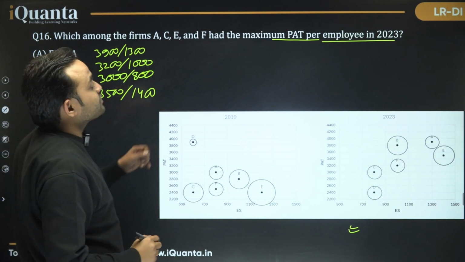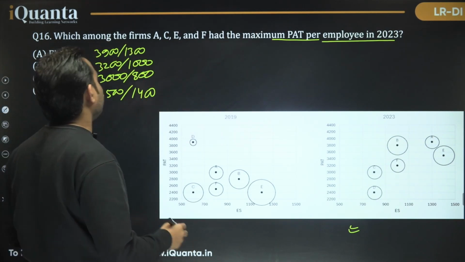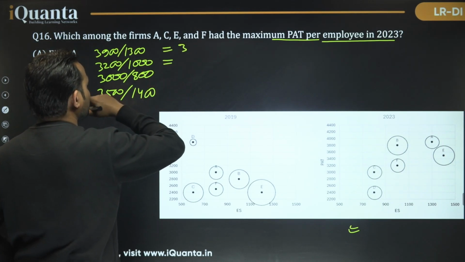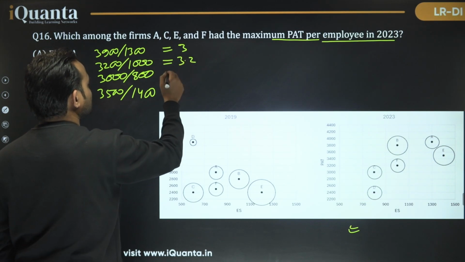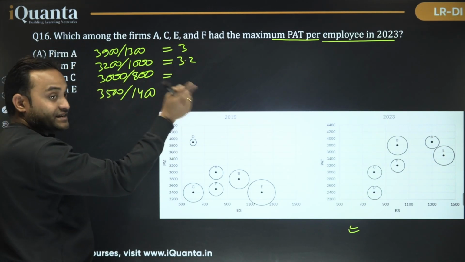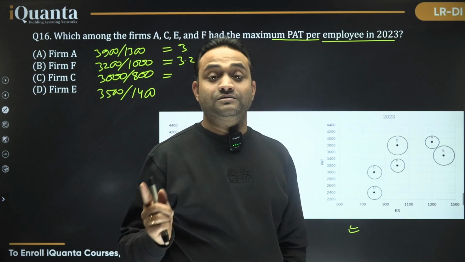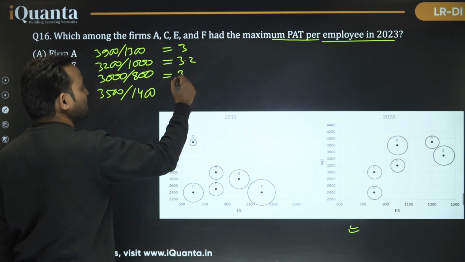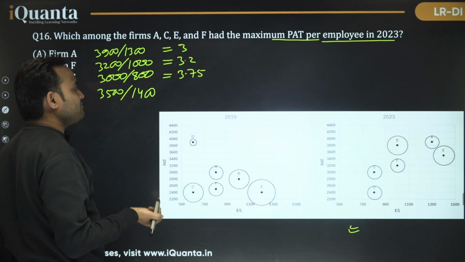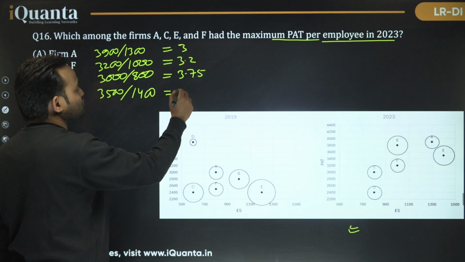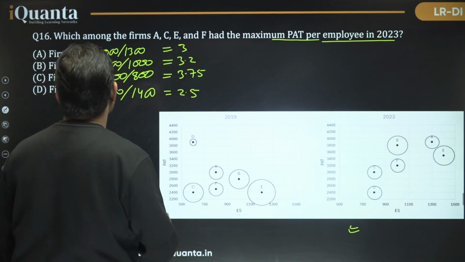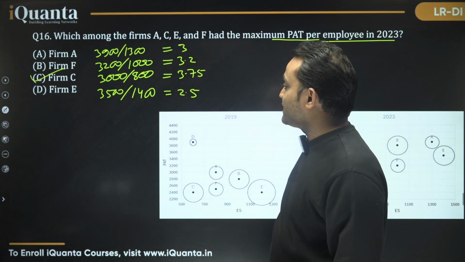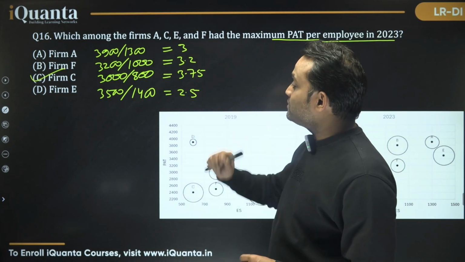What we need to find is the maximum PAT per employee in 2023. So this value is exactly 3. This value is 3.2. This value is 3 by 8, if you remember, it's 37.5%, right? So this will help you find this quickly, which is 3.75. This is exactly 2.5. So the maximum is for firm C. The maximum PAT per employee in 2023 is for firm C.